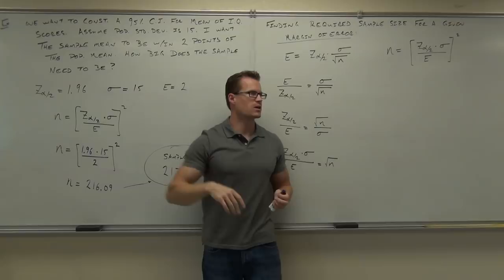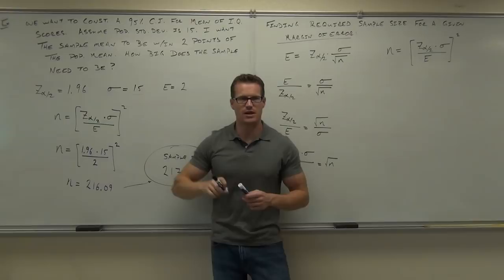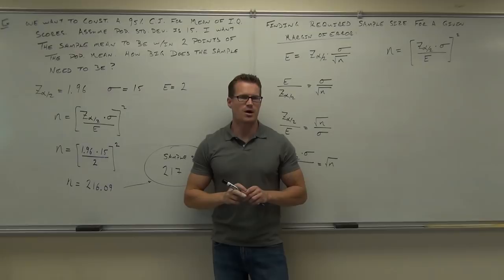Good. Now I'll give you a little preview in the last minute that we have. Is it going to be common for you to actually know the population standard deviation? I want you to think about what we're doing here, really. We're estimating the population mean, right? But it's assumed that you know the population standard deviation, which inherently you would need to know the population mean in order to do. Do you realize that? Population standard deviation is based on the mean. So how are you going to know the population standard deviation if you don't know the population mean?